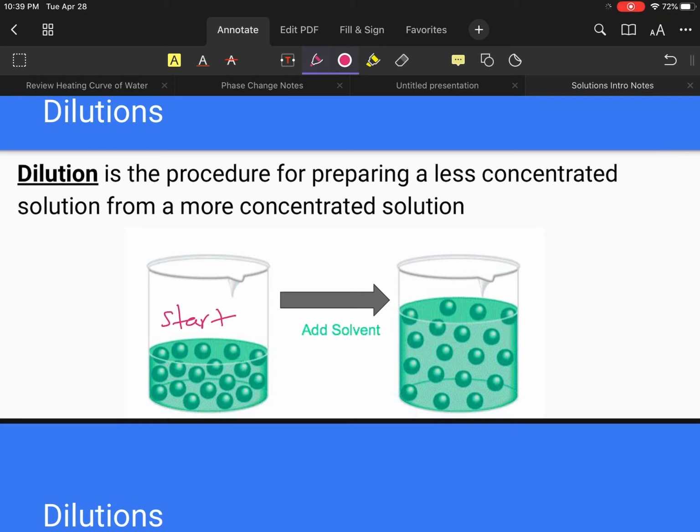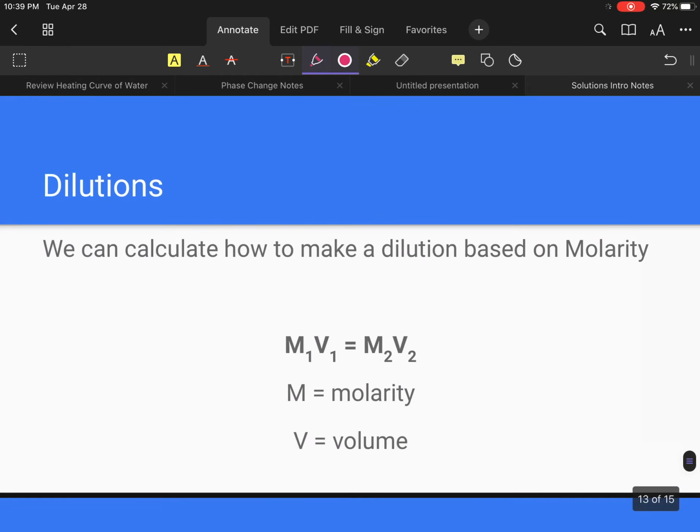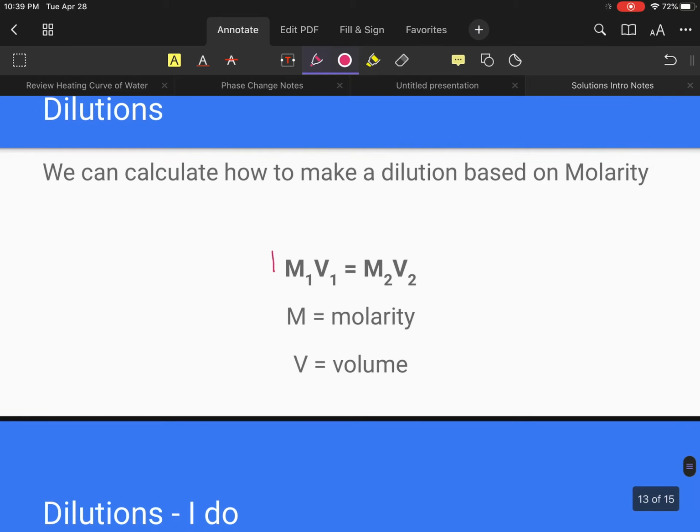So I have a starting solution. I'm going to add some water, okay? And then this is my ending solution. So this is the final concentration I'm trying to make, okay? So we have a formula, this M1V1. So this is our start, right? What we're starting with. And then again, this is our ending, just like in the picture above, okay?